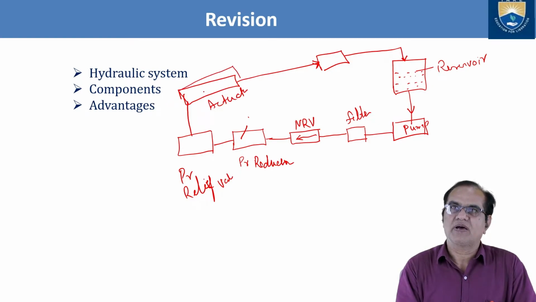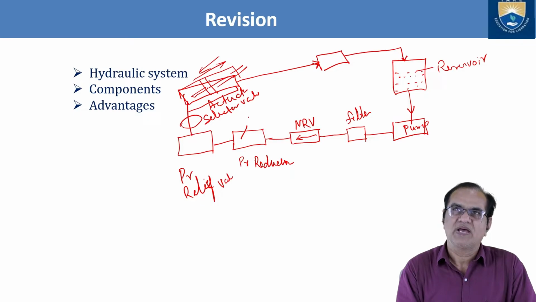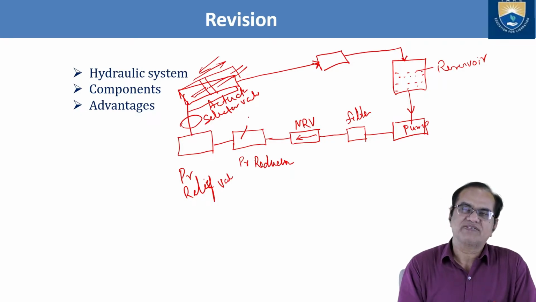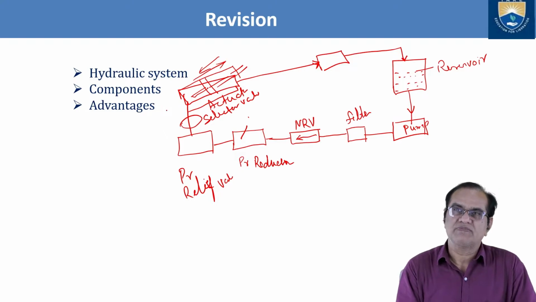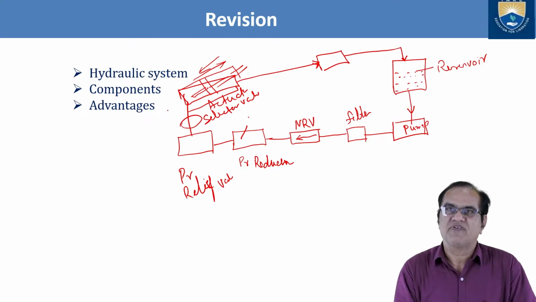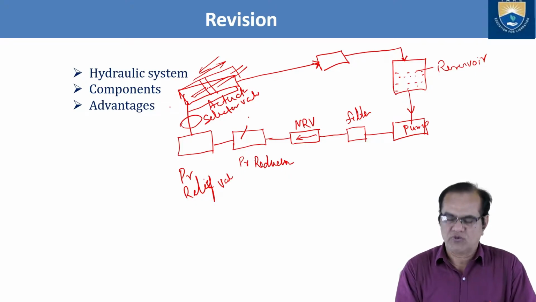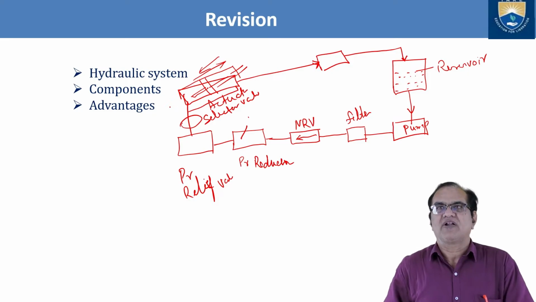In the actuator, there is a piston and a rod, so this piston will move. There is also a selector valve, which will move to either this side or that side. The rod moves due to the pressure difference. There are also some advantages of the system. The hydraulic system is very compact, it reduces the effort of the pilot, it is smooth, and there are many other benefits.